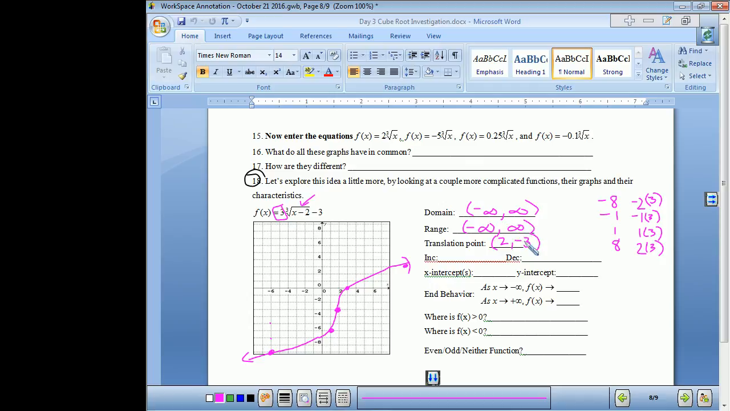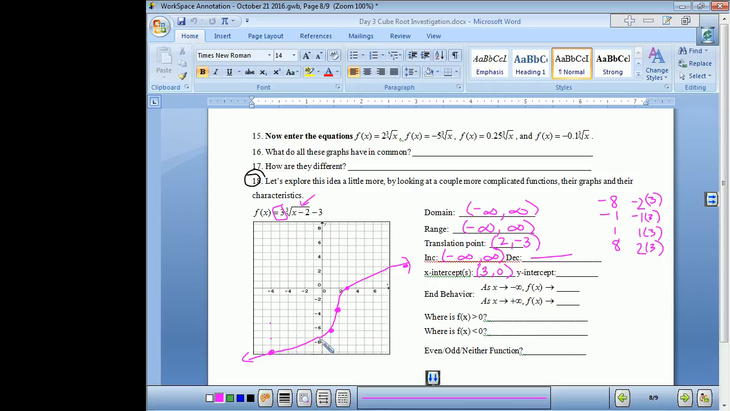Dude, I know this. Now, these functions will either be increasing or decreasing. And this one goes up from left to right. So it increases over the entire function. No decreasing. I see one intercept, x-intercept right there. It's the point 3, 0.